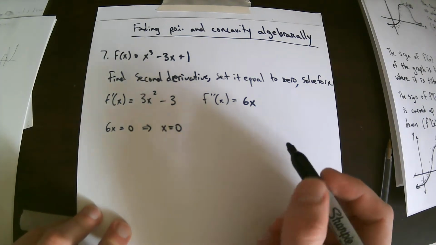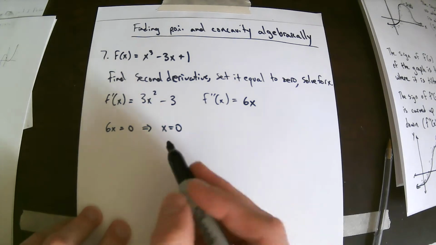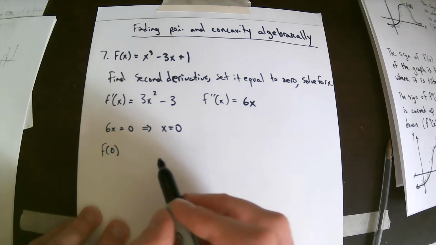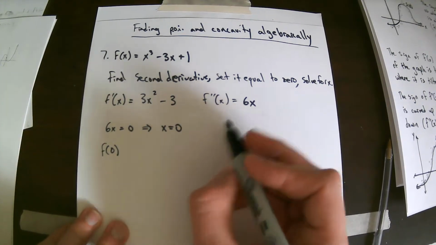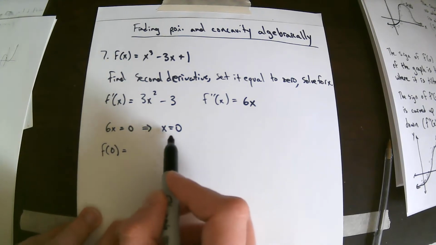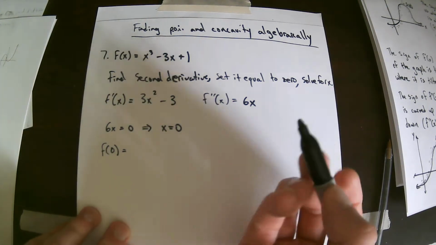We need to find the y value, the output value of the function at 0. So the original function, because this is a point on the graph. When you're finding a point of inflection, that's a point on the original graph, not the derivative, not the second derivative. You use the second derivative to get the input value for the point of inflection, but the output value needs to come from that original function. So plug 0 into the function.